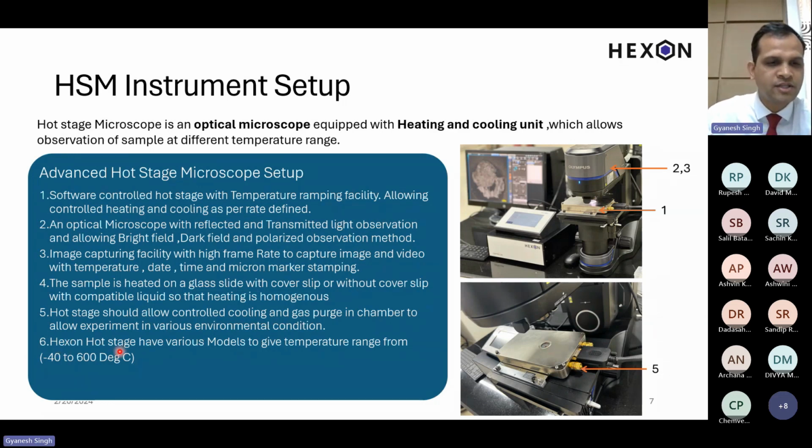Then the hexagon hot stage has various models to give a temperature range from -40 to 600 degrees Celsius. So depending on the different model, you can choose the model which suits your application, whether you're working below ambient or below zero, or your samples you want to study at about 200-300 degrees Celsius.